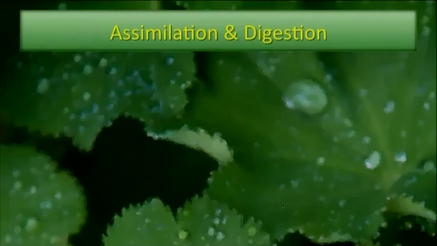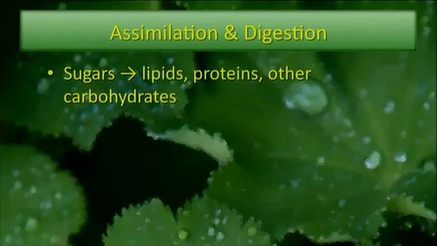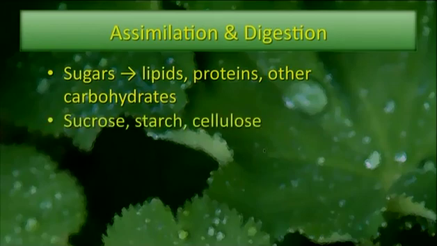Okay, in this part of the lecture, the last thing we're going to talk about is assimilation and digestion. So sugars may undergo many changes. Some are used in cellular respiration, but others are used to form lipids or proteins or other carbohydrates, such as sucrose. Remember, that's a disaccharide. Starch, which is a polysaccharide made up of many glucose units. And cellulose, also a polysaccharide, which is indigestible to us humans.